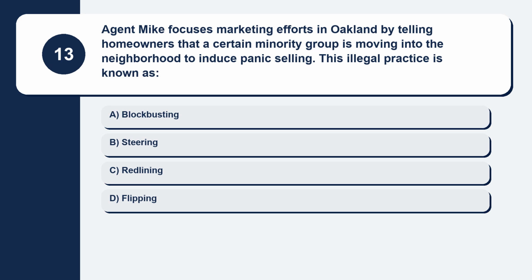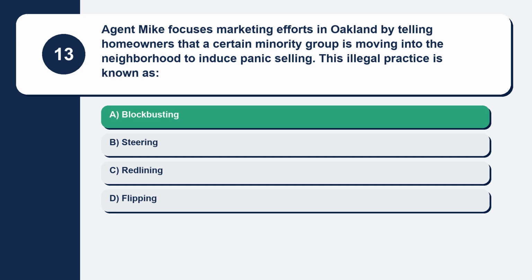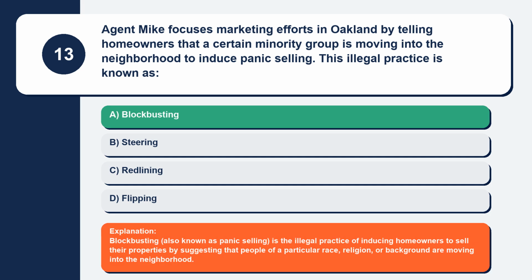Question 13. Agent Mike focuses marketing efforts in Oakland by telling homeowners that a certain minority group is moving into the neighborhood to induce panic selling. This illegal practice is known as. Here are your options. Option A, blockbusting. Option B, steering. Option C, redlining. Option D, flipping. The correct answer is option A, blockbusting. Explanation: blockbusting, also known as panic selling, is the illegal practice of inducing homeowners to sell their properties by suggesting that people of a particular race, religion, or background are moving into the neighborhood.